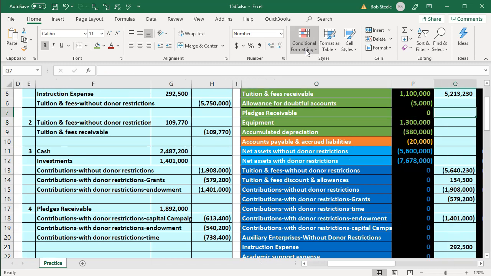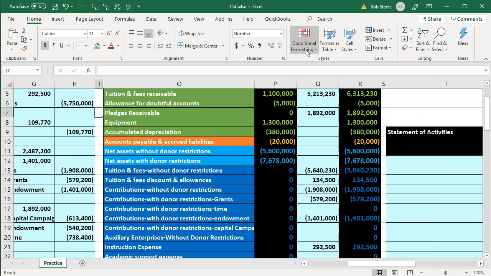We're looking for pledges receivable. We are in cell Q7. Within Q7, we're going to say equals and scroll over to the 1,892,000 and enter. So there we have that amount.